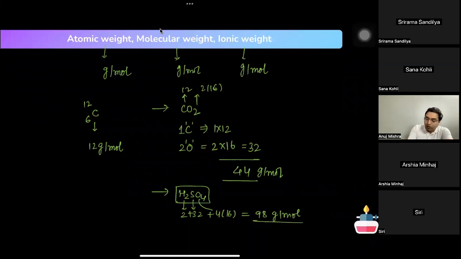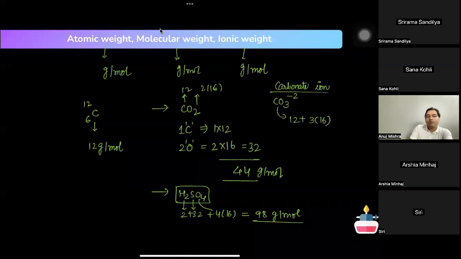What is ionic weight? If I give you, let's say, carbon, oxygen with 3 numbers and -2, that is carbonate ion. For ions, you can solve for their ionic weight. And what's the number? It is 12 plus 3 times 16, which is 60. -2 will not play any role. I repeat, -2 will not play any significant role.